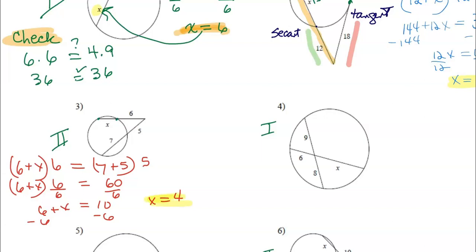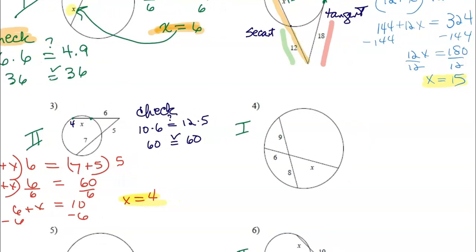Now let's do the check. So the theorem tells us, so I'm going to write check, that the entire, and this is going to be 4 now, the entire secant line, which is 6 plus 4, which is 10, times the outside part, which is the external, has to equal the entire other secant line, which is 7 plus 5, which was 12, times its outside piece, which is the 5. So that's a question mark. Do they equal each other? Well, this is 60, and that does indeed equal 60, so it checks, and we are good to go.